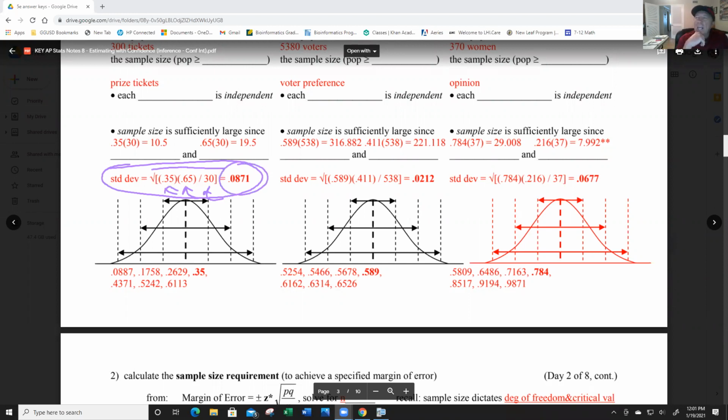So I'm just going to label the normal curve just to do it, okay? So 0.35 goes in the middle, right? 0.0887 is 3 standard deviations away. 0.1758 is 2 standard deviations away. And 0.2629 is 1 standard deviation away. Now, these ones go the other way. So this one is over here.